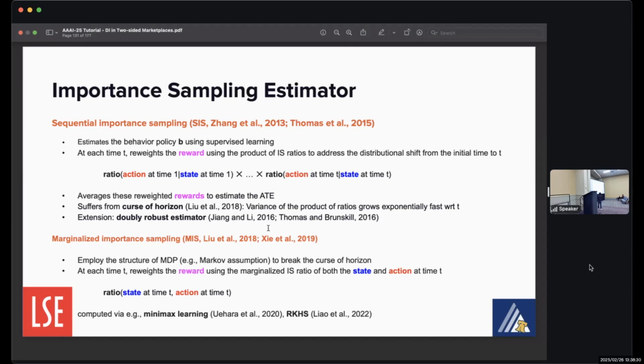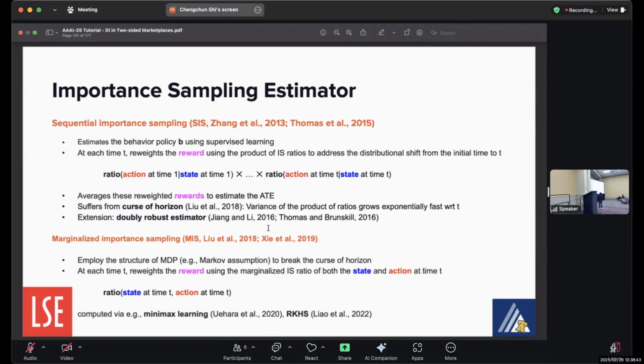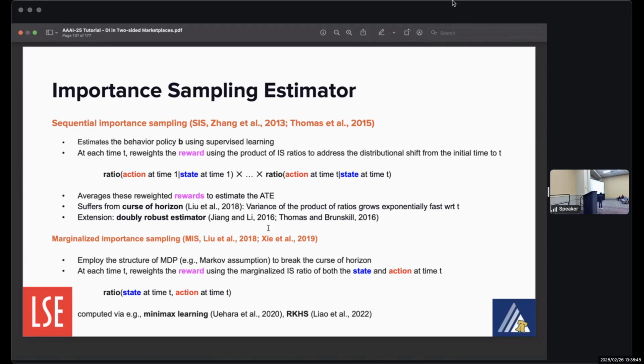Okay? So essentially, under the Markov assumption, at each time point the reward depends only on the current state-action pair, and it is independent of the past data history. Because of that, at each time point you just need to reweight the reward using the marginalized importance sampling ratio, which is now a ratio of both the state and the action.